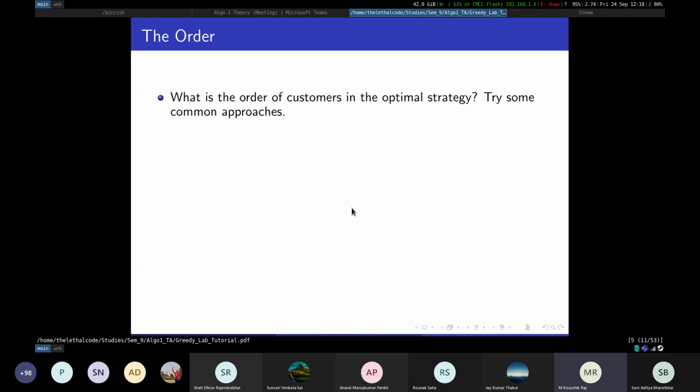So we were talking about the ordering in the actual solution, the ordering of the customers and the optimal strategy. So you can try out some common approaches. The thing about greedy is first you think of some strategy and you try your best to disprove it. You assume it is wrong and you try your best to disprove that strategy, because that will make sure that the strategy you're saying is not plainly wrong, like obviously wrong.